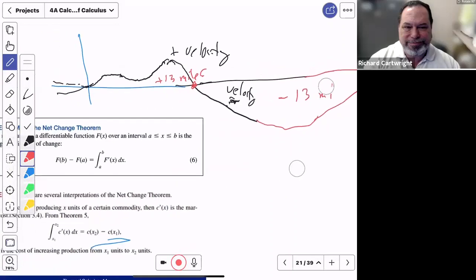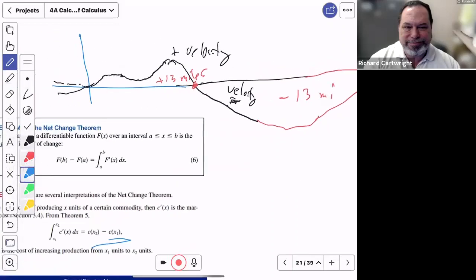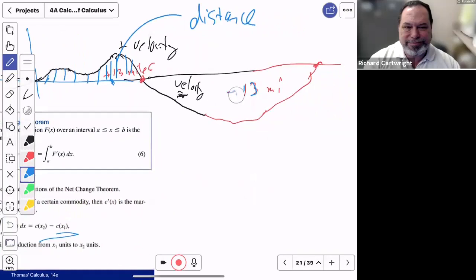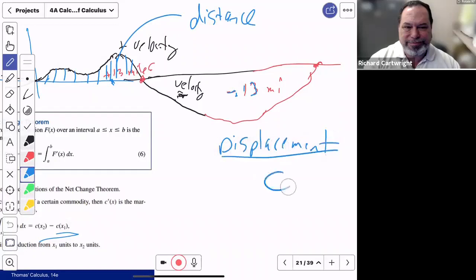So this would be a negative 13 miles. Think about what we're doing. When you integrate underneath this curve, and that curve was the rate of change of velocity, the area under the curve becomes distance traveled. Well, that was 13, and this is negative 13. Then my displacement, which is a word coming up in a minute, my displacement is 0.